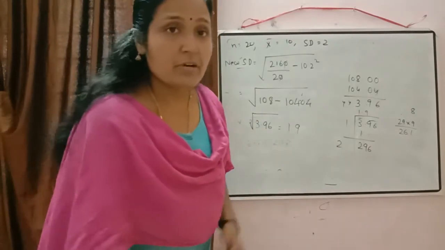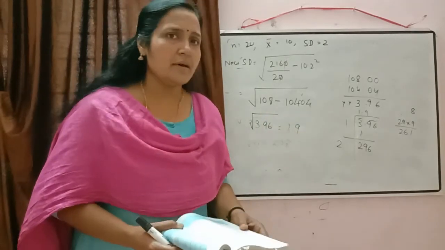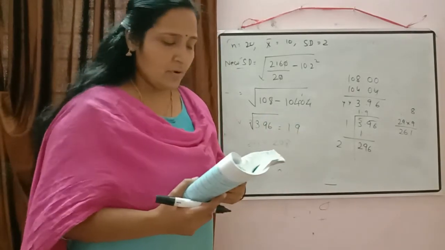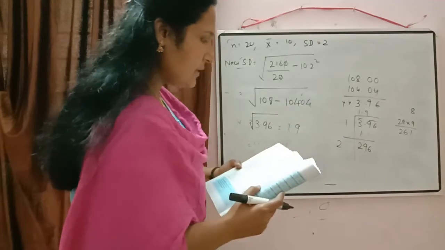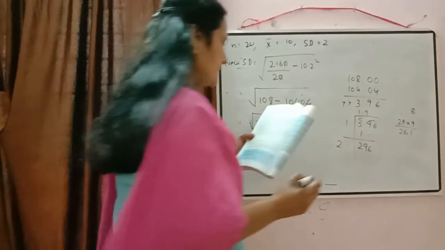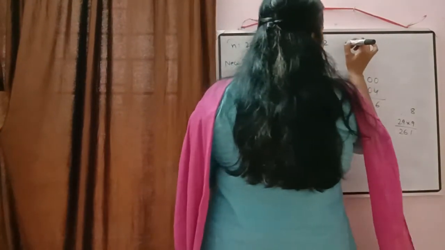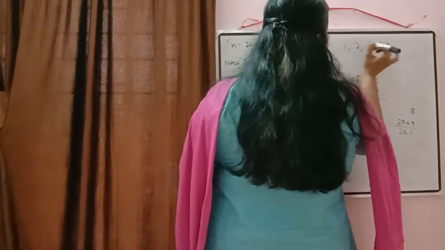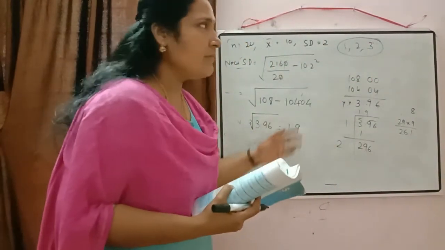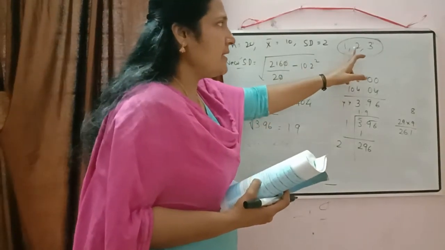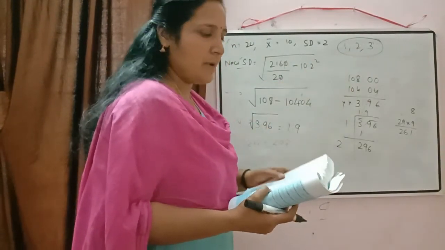So I hope whatever questions we did today are clear to you. Okay, so all of you note down your homework. Your homework will be miscellaneous exercise of chapter 15, question numbers 1, 2 and 3. Okay, your homework from the miscellaneous exercise is question numbers 1, 2 and 3.